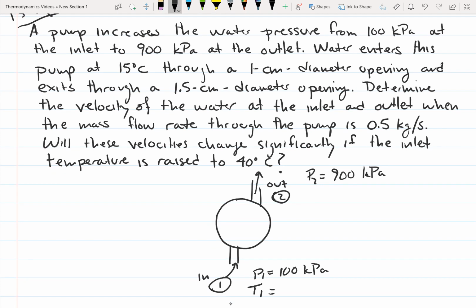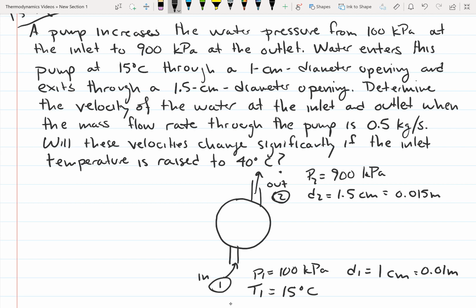And the water enters the pump at 15 degrees Celsius, so T1 is equal to 15 degrees Celsius, through a 1 centimeter diameter opening. So just make sure that it's clear, this is giving us the diameter, not the area. So the diameter is 1 centimeter, and the diameter at the outlet is 1.5 centimeter. And I'm just going to write these as meters right away because we know that we're going to need them in meters. So this is 0.015 meters, and this one is 0.01 meters.